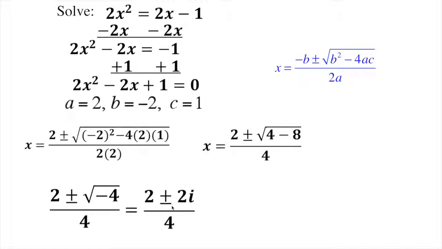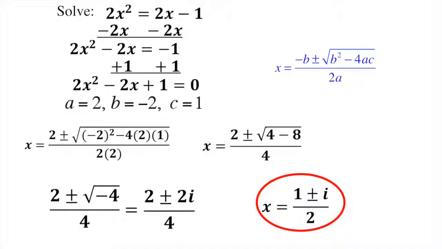Okay, so now I've got 2 plus or minus 2i all over 4. Right here I look for a number that will go into all 3 of these. If a number does go into all 3, then I can reduce it. In this case, a 2 goes into all 3. So I'm going to take a 2 out of each one of them. I'm going to divide each one of them by 2. That will reduce me even further. My answer here should be 1 plus or minus i all over 2. Should be 1 plus or minus 1i, but we don't write the 1 in front. That's similar to a variable there.